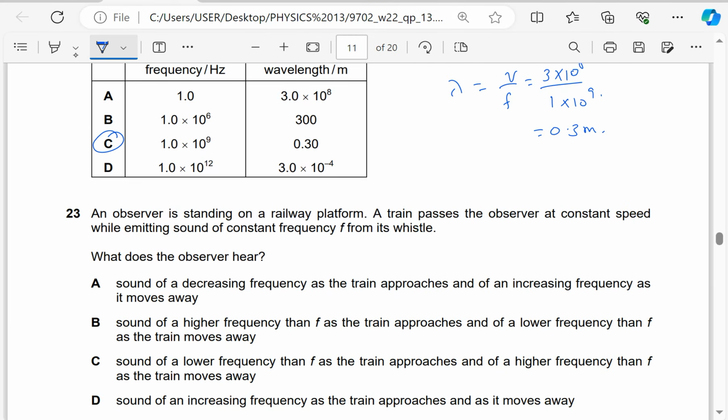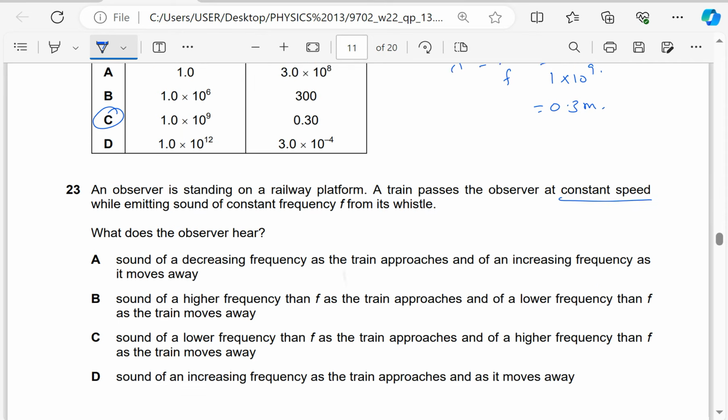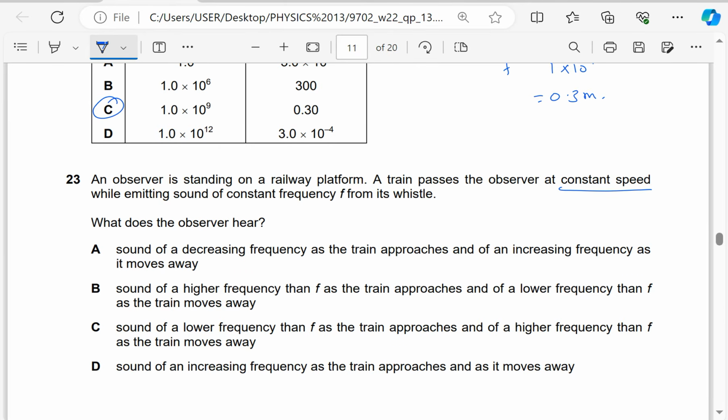An observer is standing on a rail platform. A train passes the observer at constant speed while emitting sound of frequency F from its whistle. What does the observer hear? Of course, if the observer is standing somewhere here, when the train approaches, the frequency observed is higher, and when the train moves away, the frequency observed goes down.